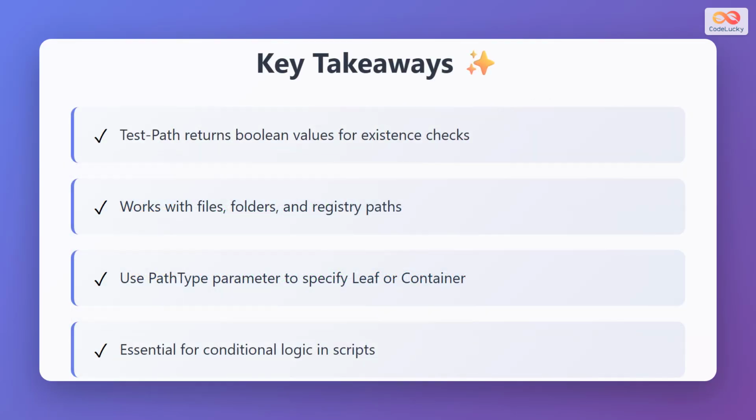Let us review the key takeaways. First, Test-Path returns Boolean values for existence checks, giving you true or false to make decisions. Second, it works with files, folders, and registry paths, making it versatile across different resource types. Third, you can use the PathType parameter to specify whether you want to test for a leaf, which is a file, or a container, which is a folder. Finally, Test-Path is essential for conditional logic in scripts, helping you write safer and more reliable PowerShell code. Master this cmdlet to improve your file system automation skills.